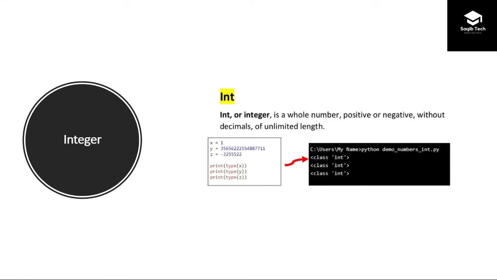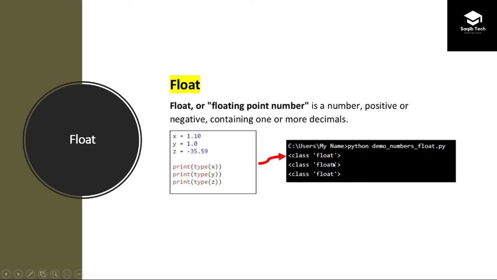Integer data type: an integer is a whole number, positive or negative, without decimals, of unlimited length. For example, x is equal to 1, y is equal to a big number like 36555, and z is equal to a big negative number. All of these, if we check the data type, it will tell us integer.